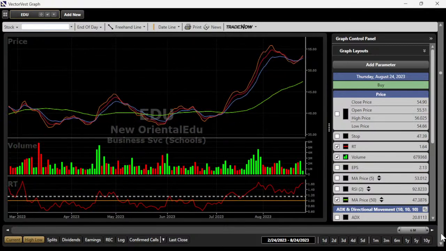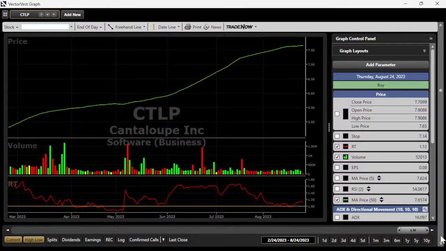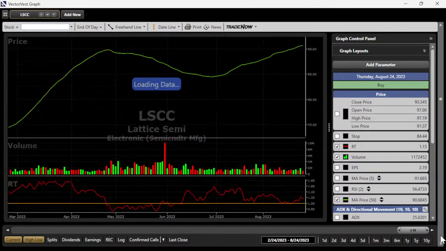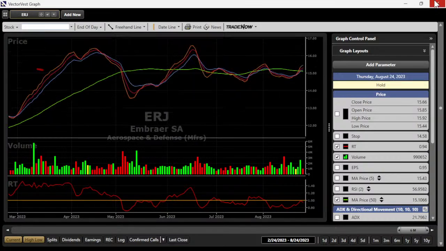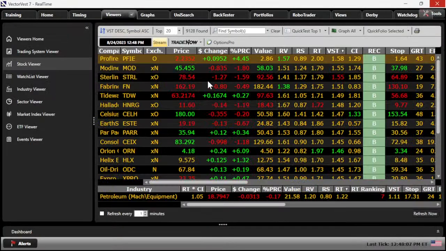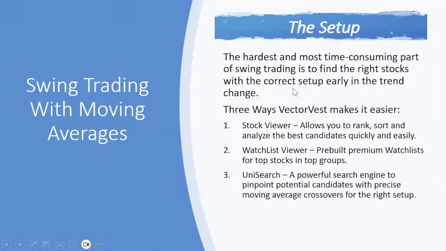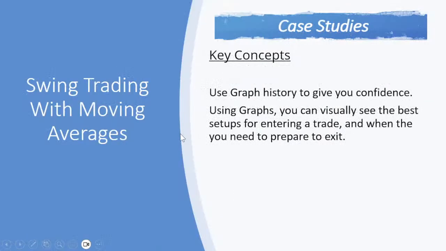But you can see the scan has made our lives a lot easier because all of these are almost immediate candidates, right? As opposed to the stock viewer where you got to go through a list just to maybe find a handful. So this search group here is going to help you guys tremendously. And that's part of the Unisearch tool. And again, those searches are given to you with our Mastering Moving Averages course, which I'm about to talk about now.